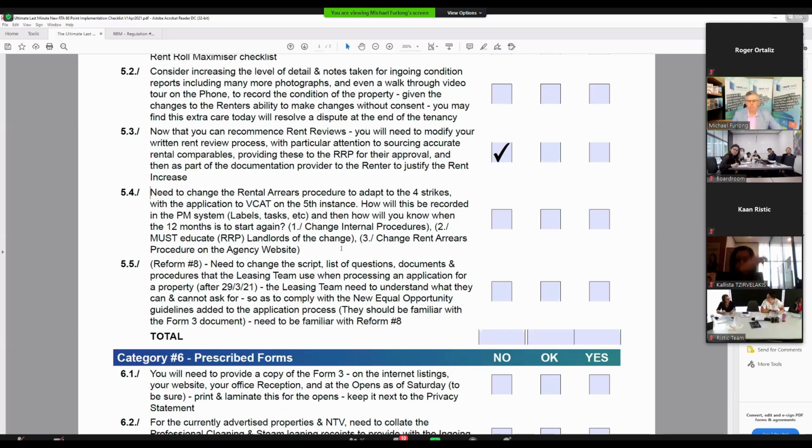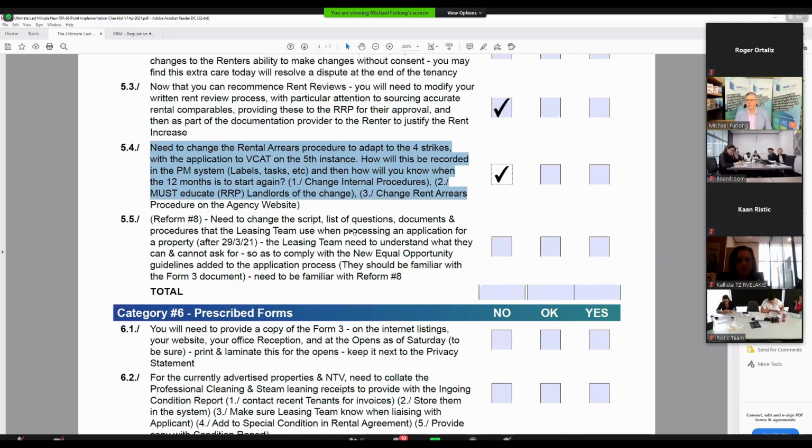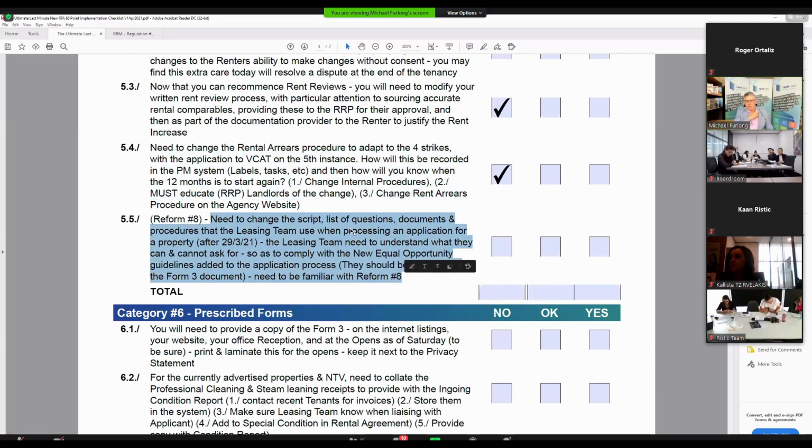We need to change, if you haven't already done this, wherever you've got your procedures, and this is one of the reforms, Reform 8, with respect to the leasing staff as of tonight. When the leasing staff leave tonight, they need to know what they can and cannot ask tomorrow when they're at open. Some opens will start at 9 o'clock tomorrow morning. You need to make sure the team walk out of here really armed with the right information of what they can and cannot ask, particularly around the Equal Opportunity Act, the Form 3, and the whole series of changes.